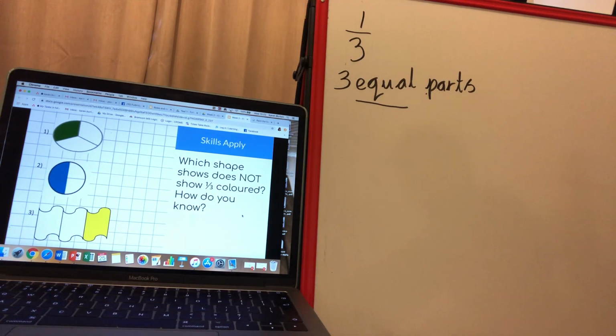Okay, this one's a bit different again. Which shape does not show a third coloured? Which shape does not show 1/3 coloured? Pause the video while you work it out.